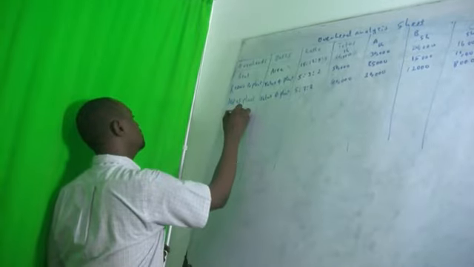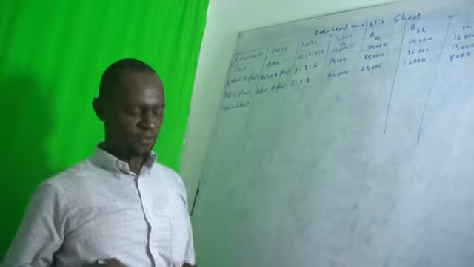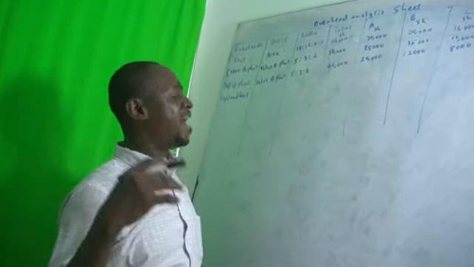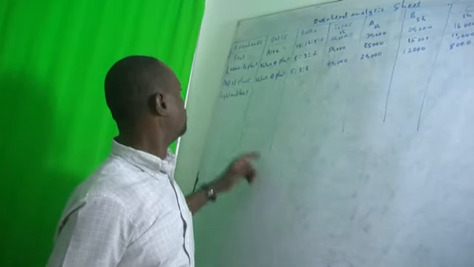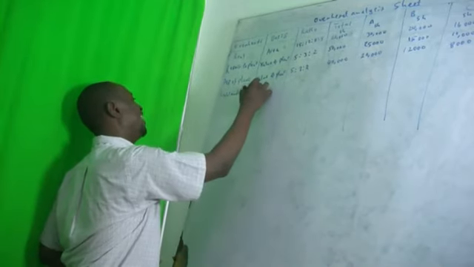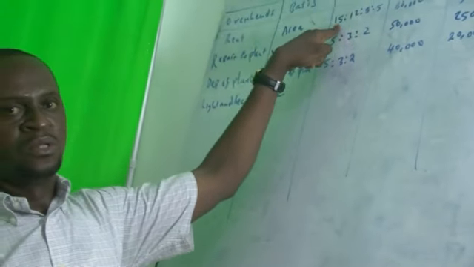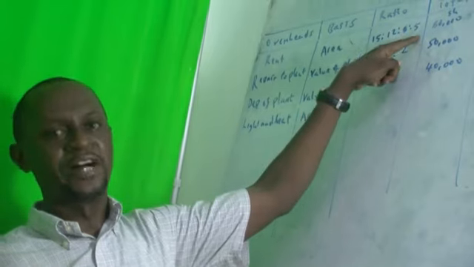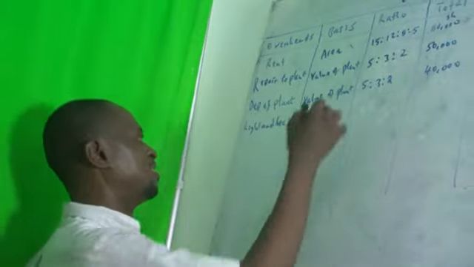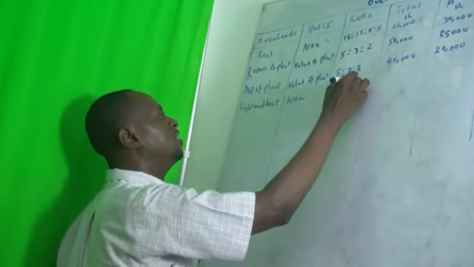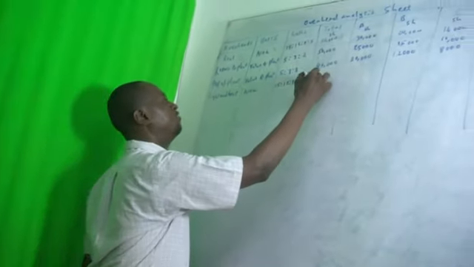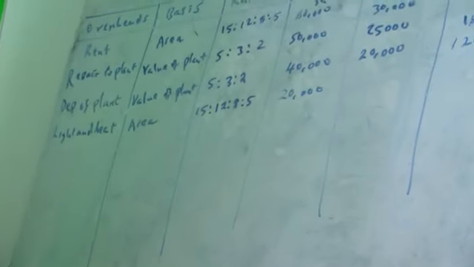So the next overhead is light and heating. From the handout, from the notes I gave you last time, you find that for light and heating we use area. Again, for area, we had already calculated the ratio. The ratio was 15:12:8:5, so let's just bring it here. The total amount of light and heating is 20,000.